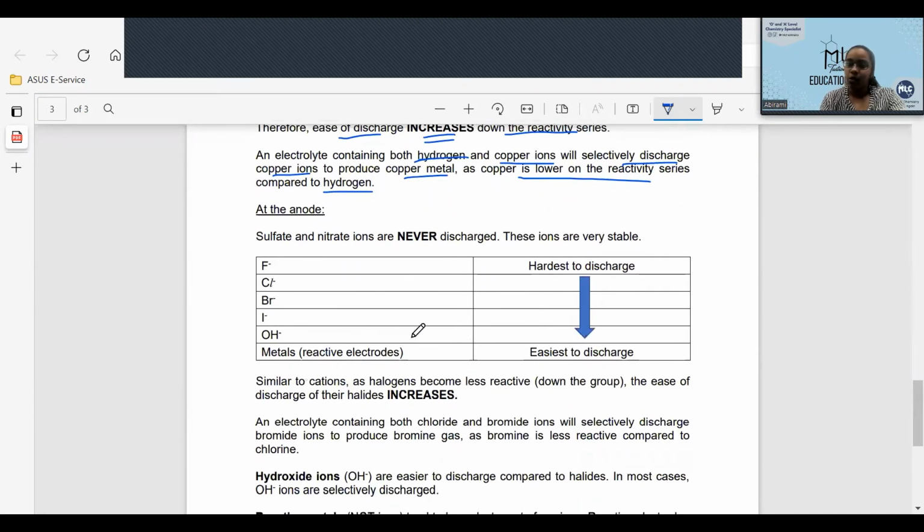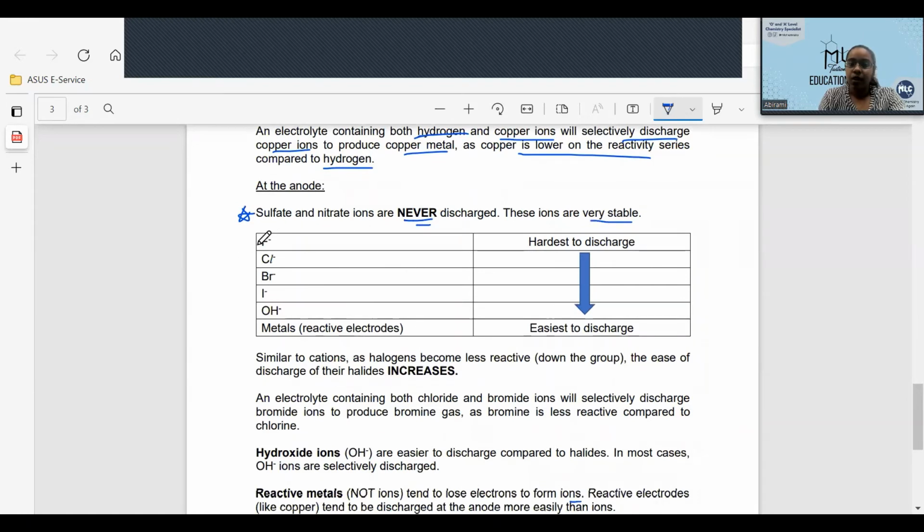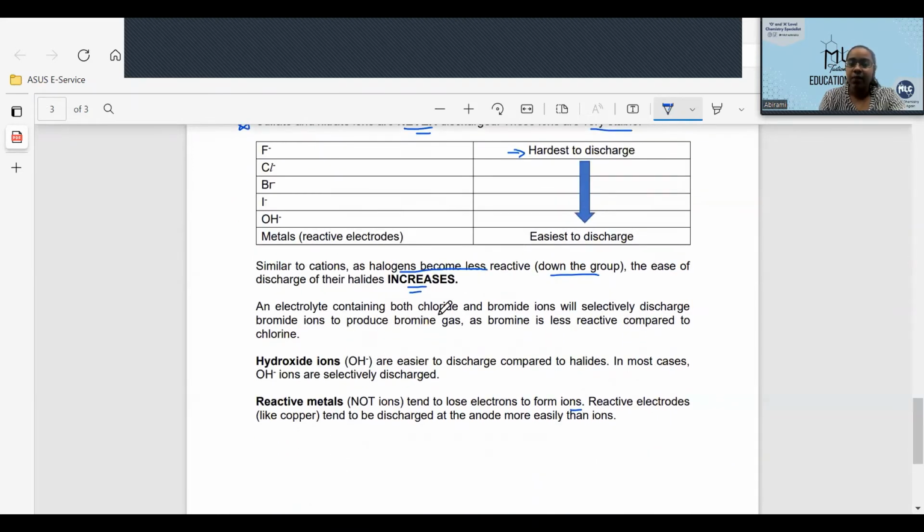Then what happens at the anode? Do take note that sulfate and nitrate ions are never discharged. The ions are very stable. So if you look at this table of reactivity series, fluoride ion is the hardest to discharge. Similar to cations, as the halides become less reactive down the group, the ease of discharge of the halides increases. An electrolyte containing both chloride and bromide ions will selectively discharge bromide ions to produce bromine gas. Why? Bromine is less reactive compared to chloride.